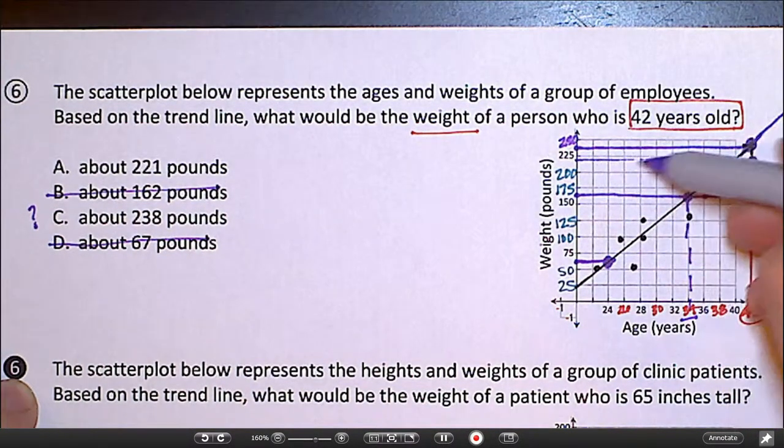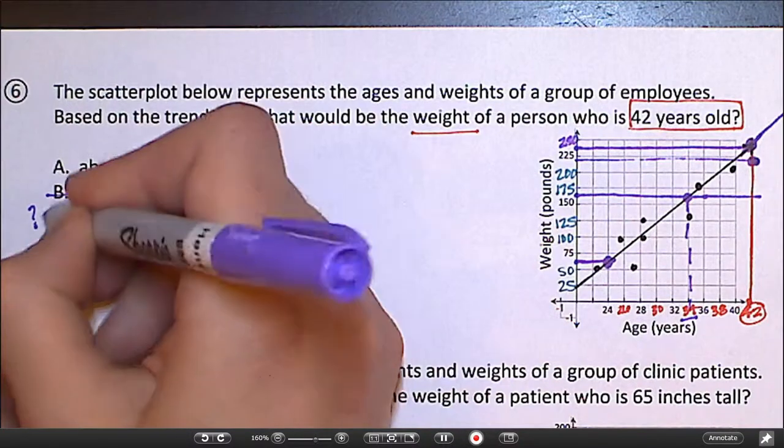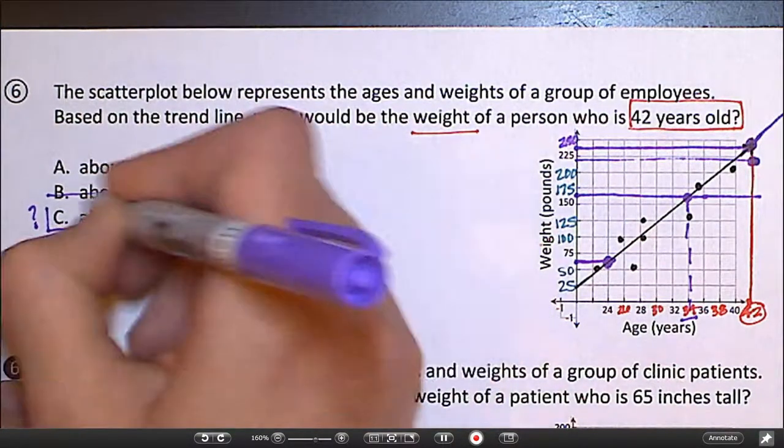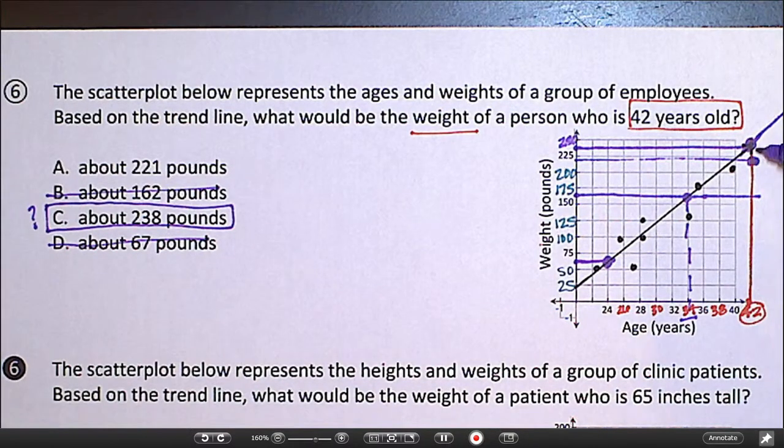Well, 221 was right here, and that was a little bit below my trend line. So 238 is going to be my best bet. It hit right here, right at 42, and right on my trend line.